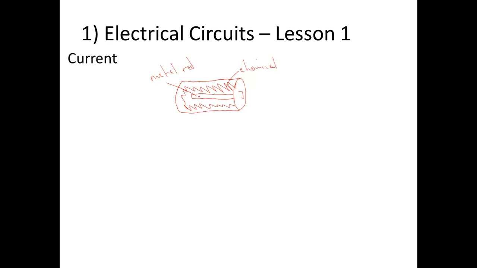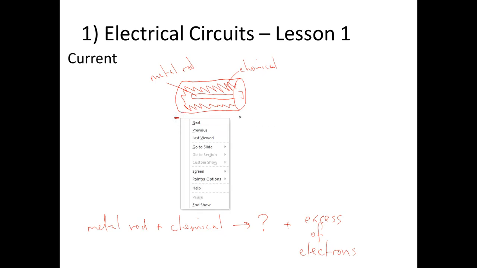And the whole point of a battery is that when that metal rod and that chemical react, they produce an excess of electrons. So the metal rod will react with the chemical to produce another chemical, which is irrelevant because it just stays inside the battery, but it also produces what we refer to as an excess of electrons. And those electrons are built up and sit on the negative terminal of the battery. So we have the positive terminal and the negative terminal. The negative terminal is where those electrons sit.